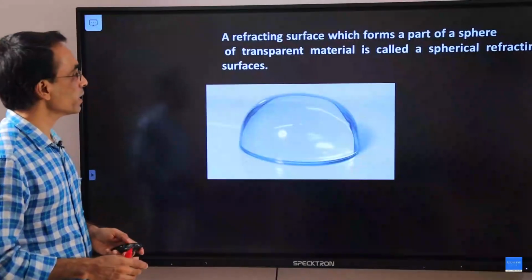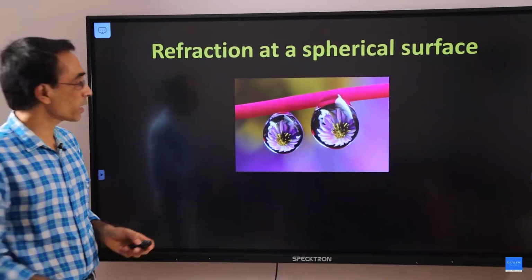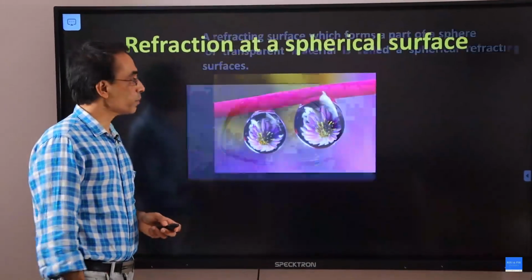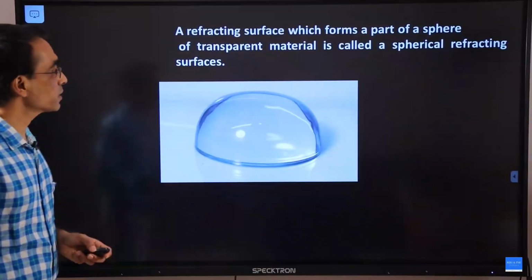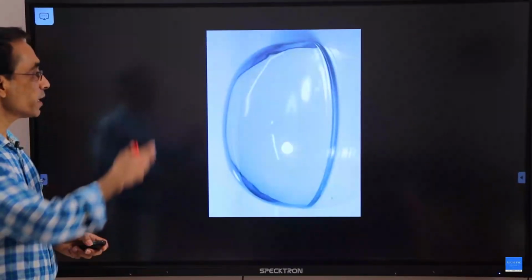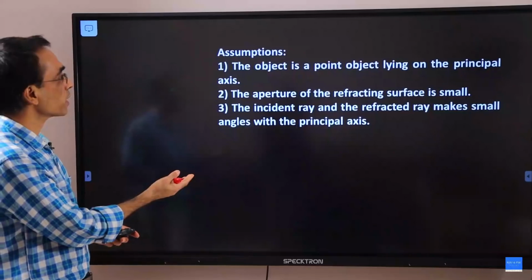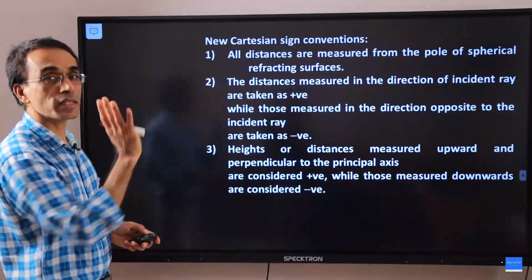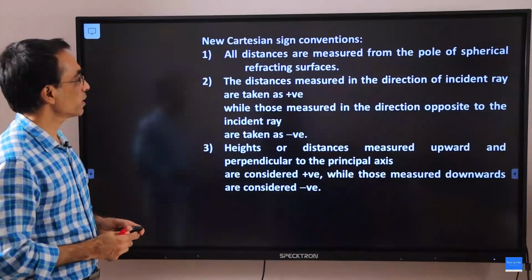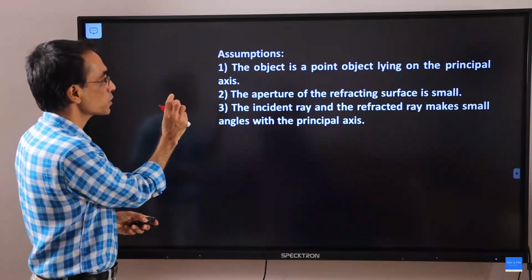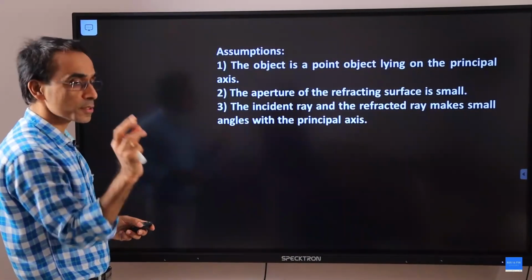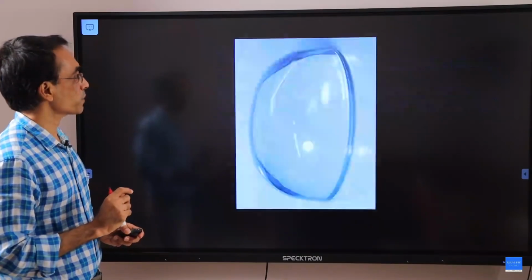I am coming back again. We are doing refraction at a spherical surface like a water drop or a glass surface, which will be considered like this. And for this we follow certain assumptions, Cartesian sign conventions. Then small object, point object, small aperture. Okay.